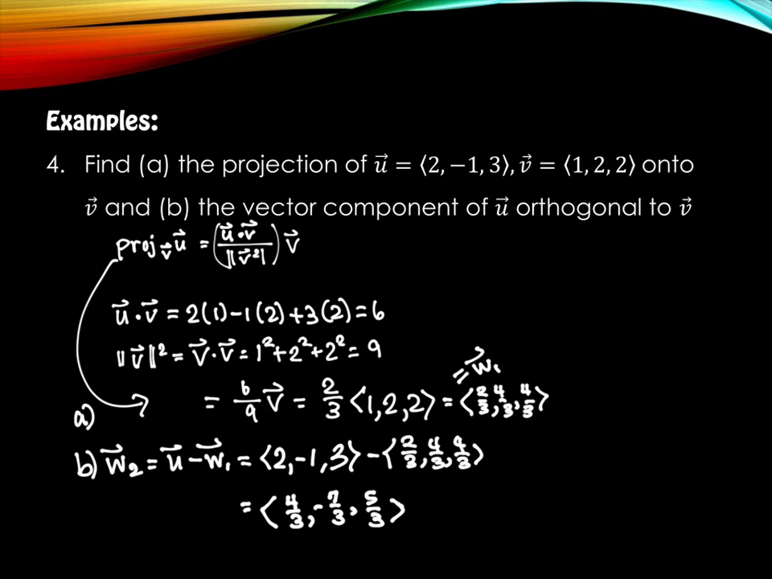So I'm subtracting component-wise. If it helps you, you're welcome to distribute the negative before you do it and then do addition. Sometimes it's easier for us to think about that instead of doing those two operations all together. That'd be fine. This one would be the W2, which is the vector component of u orthogonal to v. All right, what do you think? Excellent.